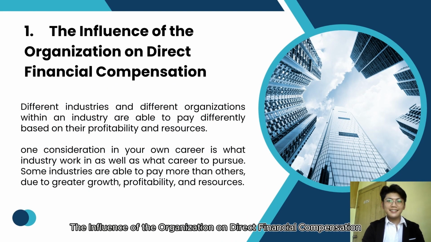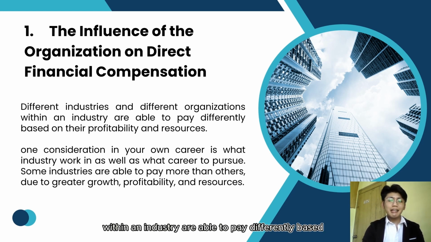First in line is the influence of the organization on direct financial compensation. This means that different industries and different organizations within an industry are able to pay differently based on their profitability and resources. For example, I myself am able to pay my employees more than a typical local bank. So basically, the amount companies pay their employees can vary based on their industry and individual financial strength, as more profitable and resource-rich organizations tend to offer higher salaries.